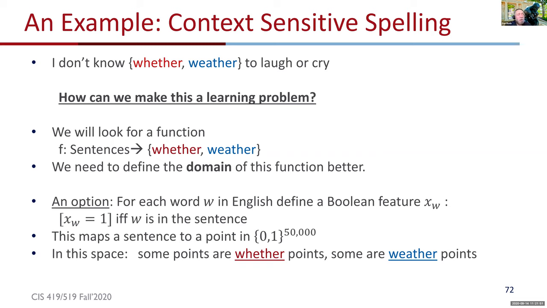So let's assume that I have in my vocabulary 50,000 words. That means that every sentence now is being mapped to a point in a 50,000 dimensional space, {0,1} to the 50,000, the one I'm denoting here. In this space, some of the points are red weather points, and some of them are the blue weather points. Now, just to make sure we are talking about the same thing, when I'm doing this modeling, this is not the only way to model it. In fact, this is a lossy modeling of the space. Would anyone suggest why this is a lossy modeling, or suggest another way to model this domain?